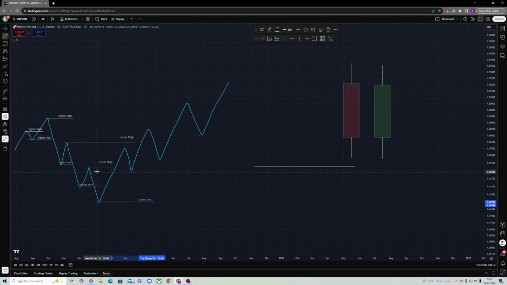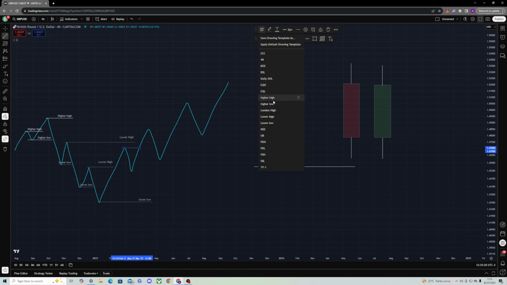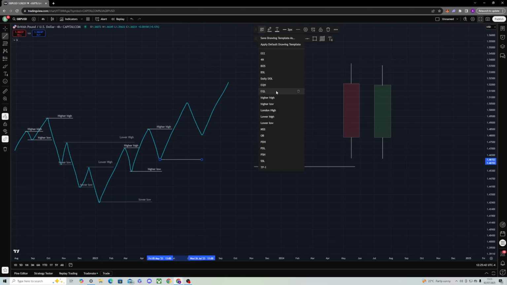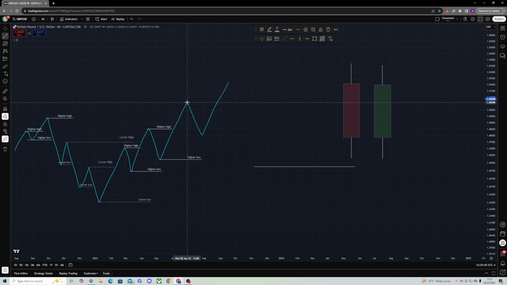Price has struggled to reverse here and come back below this lower low. Instead, price has pushed back above this previous lower high with momentum, energy, volatility, however you want to put it, creating a high, a higher low, a high, and so forth.